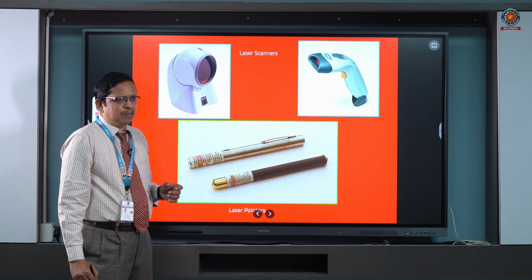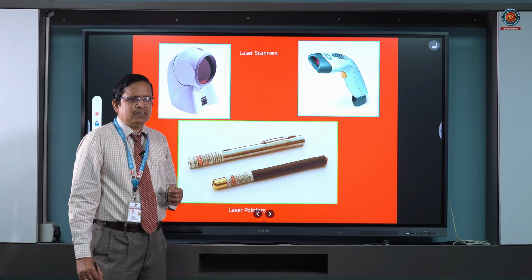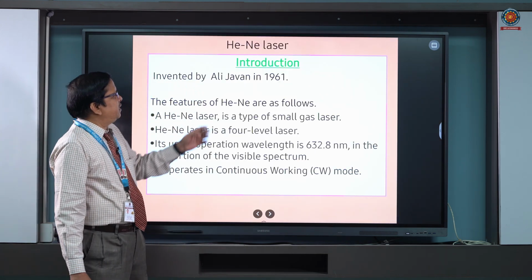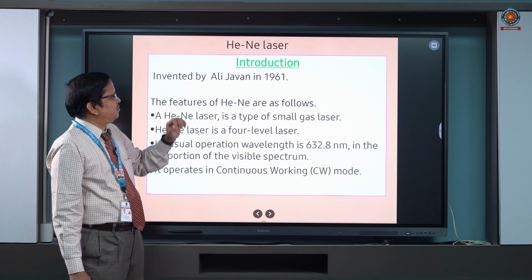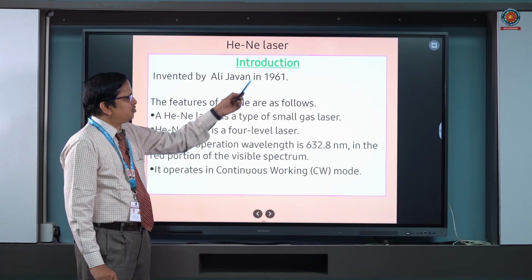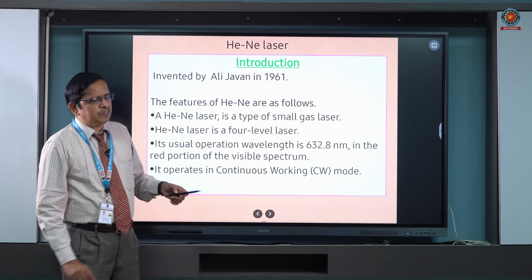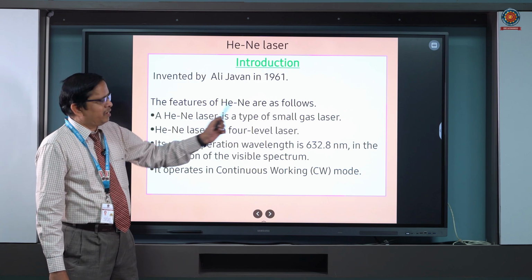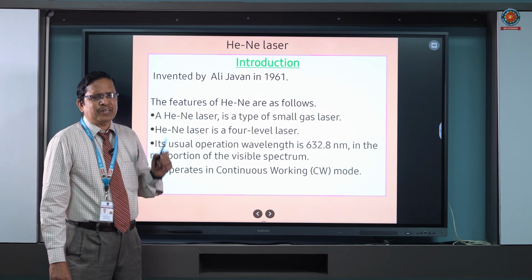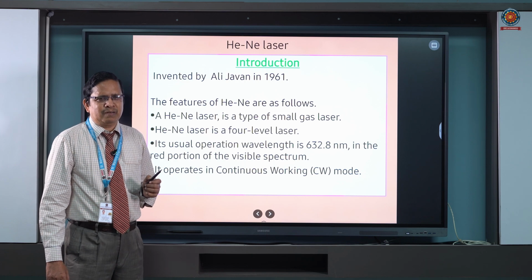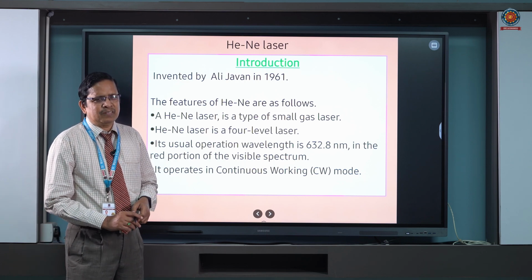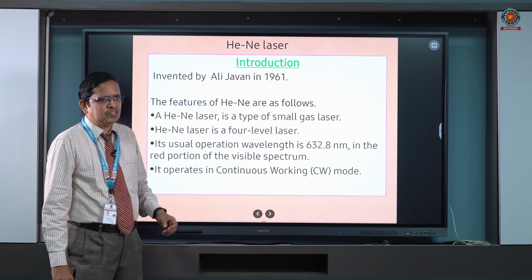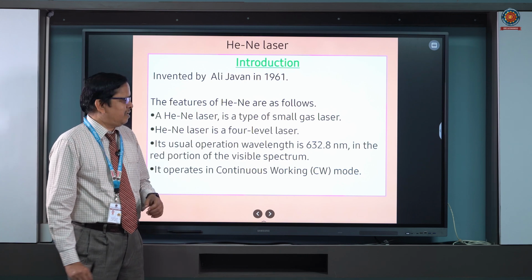Now with this background of laser, we discuss helium neon laser. Helium neon laser was invented by the scientist Ali Javan in 1961. The features of this helium neon laser are as follows. First of all, it is an example of a gas laser. The first laser, invented by the scientist T.H. Maiman, is a solid state laser invented in 1960. This is the second laser, invented in 1961, and it is an example of a gas laser.